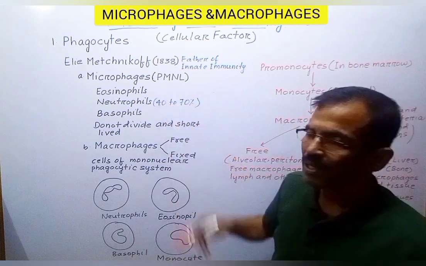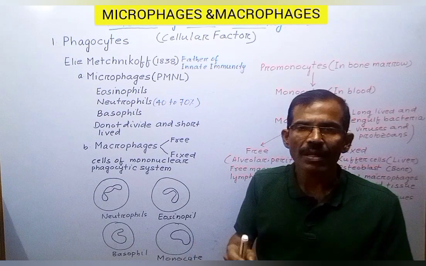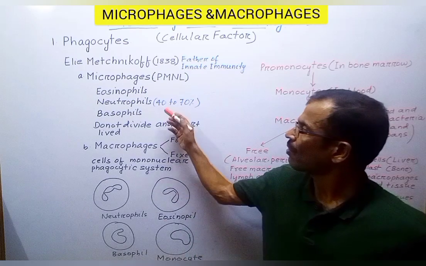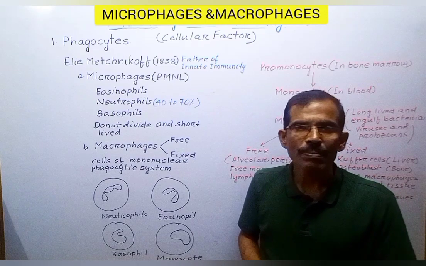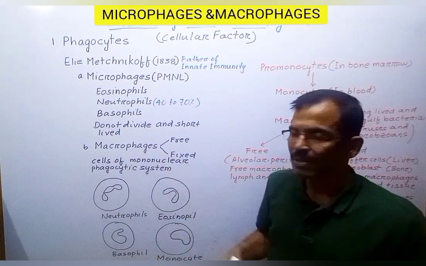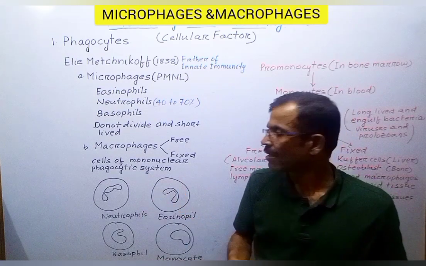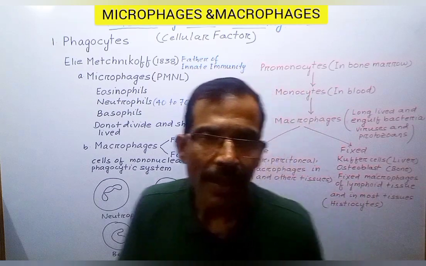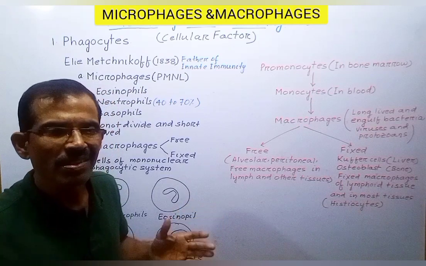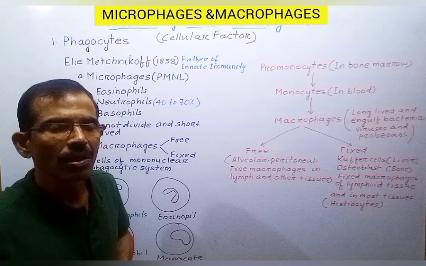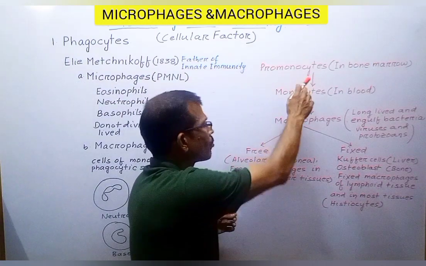Out of these white blood cells, neutrophils are the most abundant in the circulation, accounting for 40 to 70% of total leukocytes. Second type of phagocytic cell is macrophages. Macrophages can be free or remain fixed in a particular type of tissue. They are cells of the mononuclear phagocytic system, which was originally termed the reticuloendothelial system. Macrophages differentiate from bone marrow promonocytes.